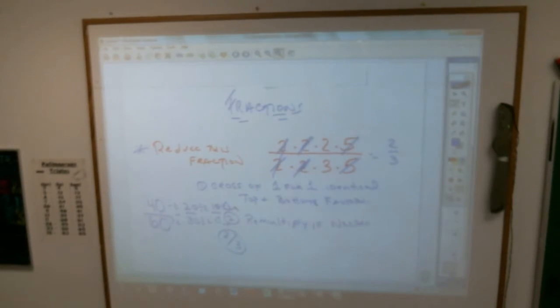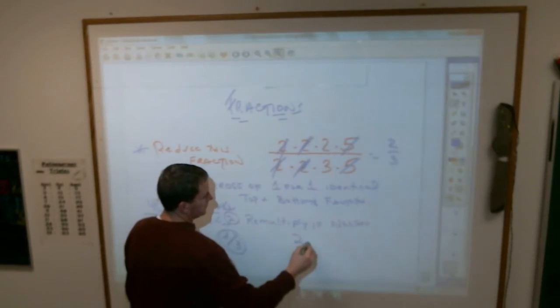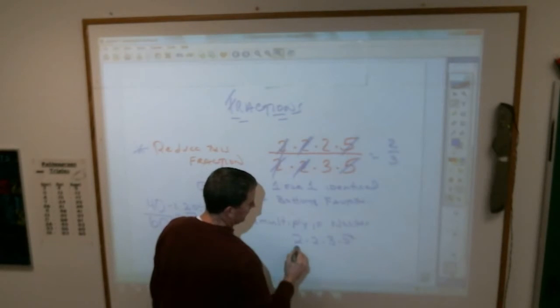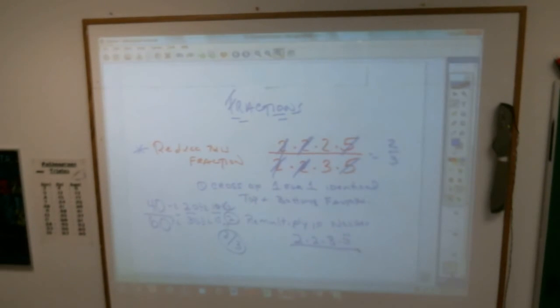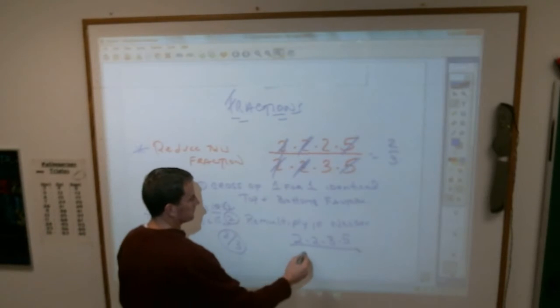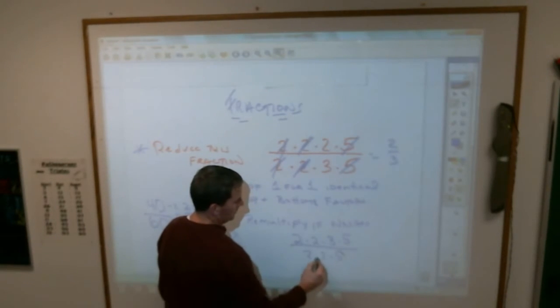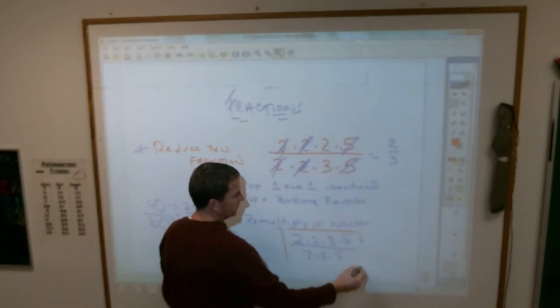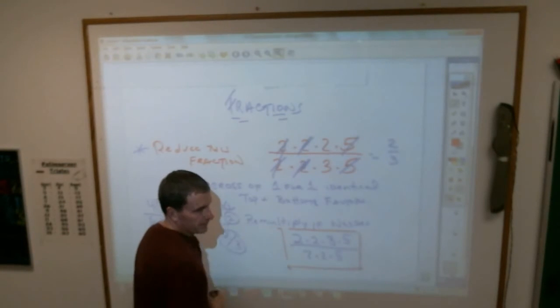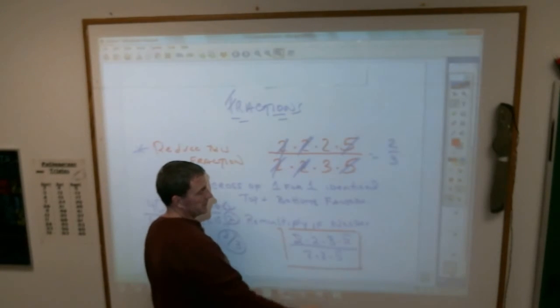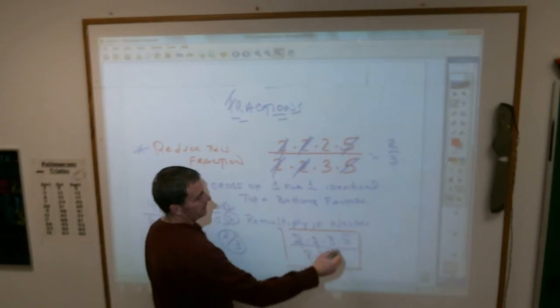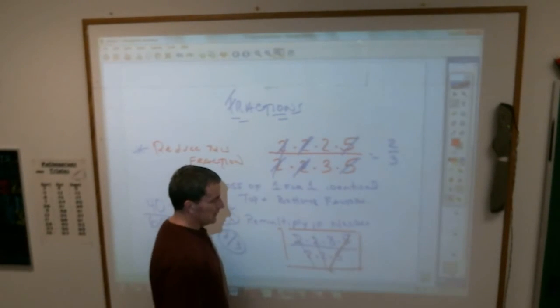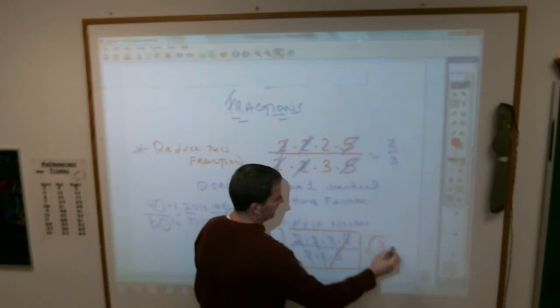Let me give you one more, just because I know you're excited about this. How about this one? 2 times 2 times 3 times 5 over 2 times 2 times 5. And you do need to write these out. If this is the problem in the book, you have to write that on your paper. What's going to cross off there? This set of 2's, this set of 2's, that set of 5's. What are you left with, Wade Davis? Just a 3 over 1 or a 3.